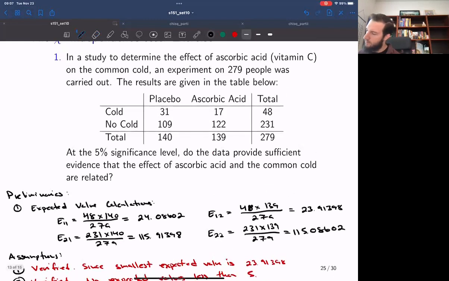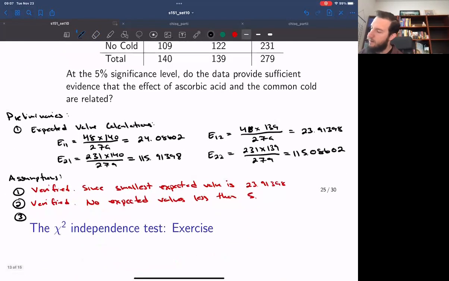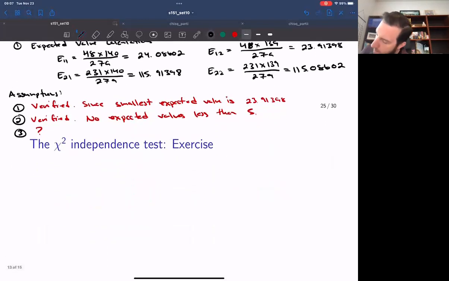And then our third assumption is that we collected a simple random sample. No direct evidence of this. It says in a study, an experiment. Maybe we can assume that they conducted the study in an efficient way. But let's say here, we're not sure. And we'll just accommodate for it later. Okay. So now we can actually go through the test.